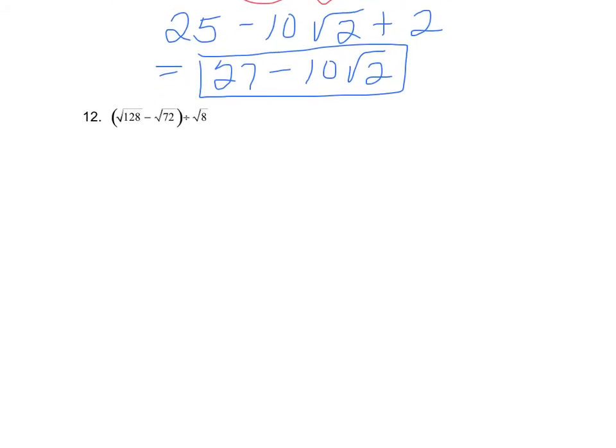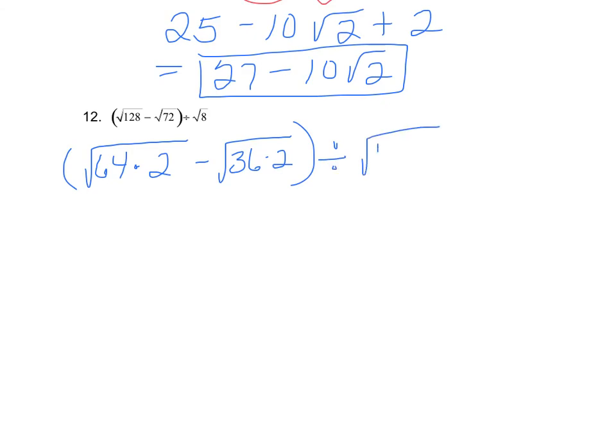So I need the largest perfect square root that'll go into 128. Remember, back up your list and find the biggest one. Hopefully you said 64 times 2. Minus the biggest perfect square root that'll go into 72. You're right, 36 times 2. Divided by the biggest perfect square root that'll go into 8. You're right, 4 times 2.